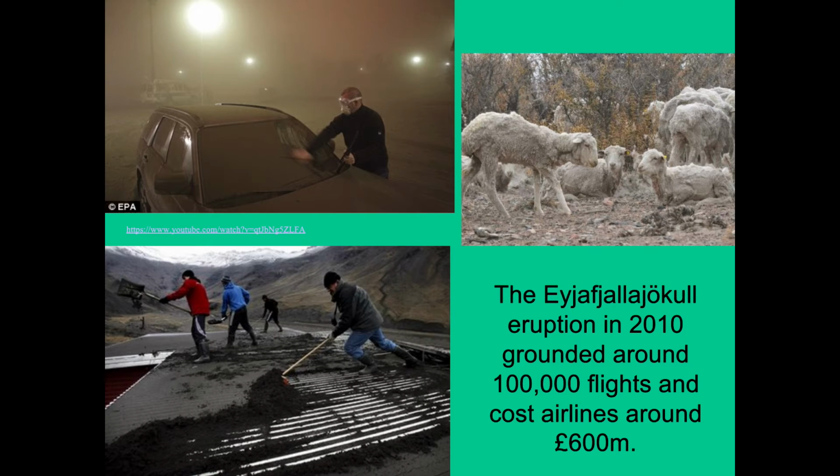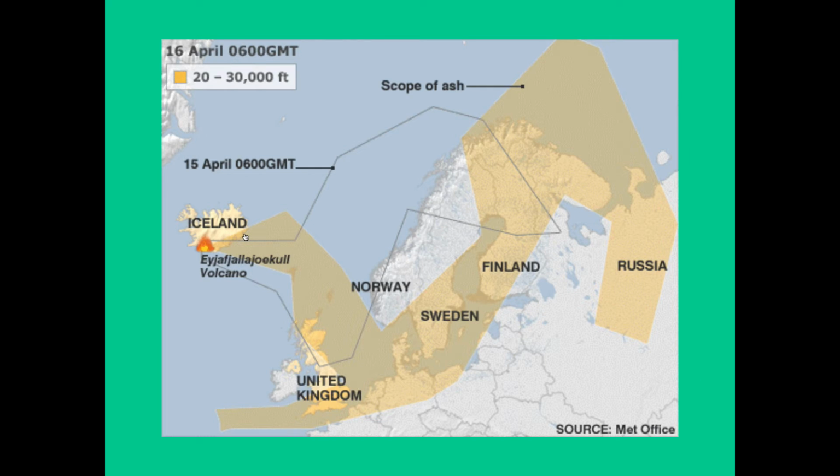For today, you could just put that in the box, and you can see that there's a little clip there about it if you would like to watch. So that's roughly where the ash cloud travelled, closed most of European airspace, and lots of problems.